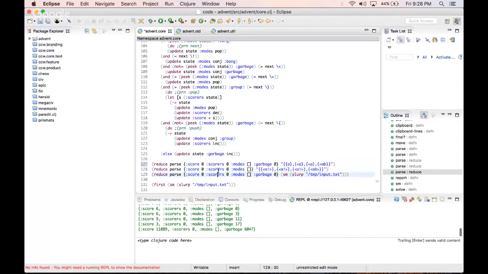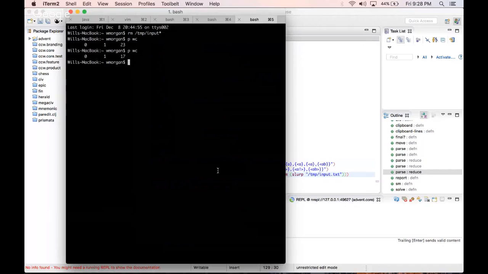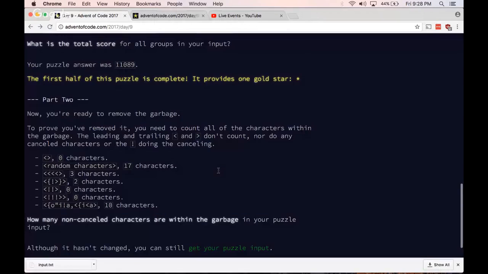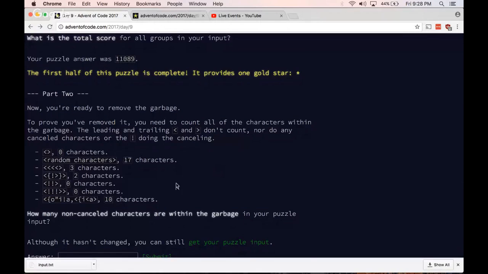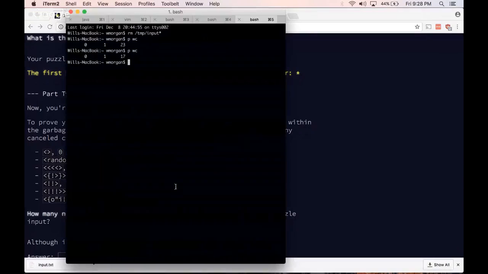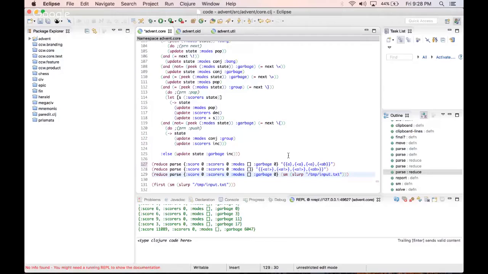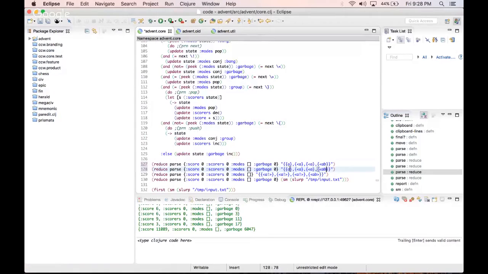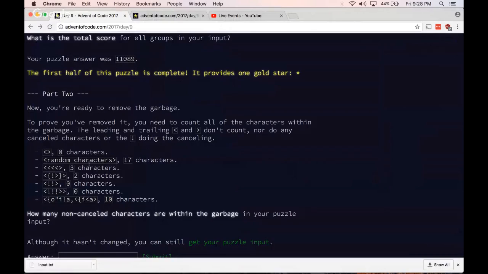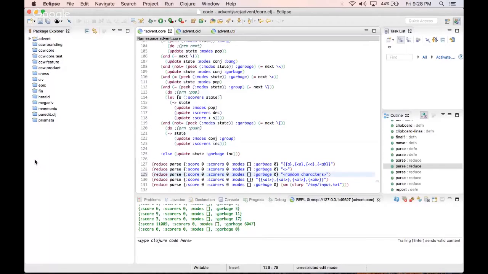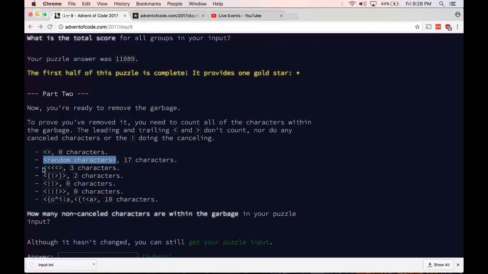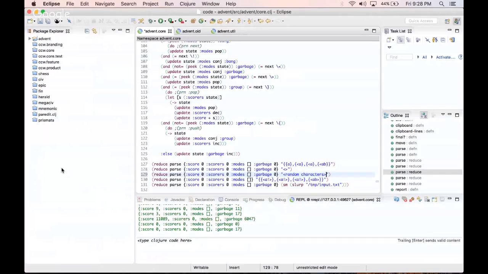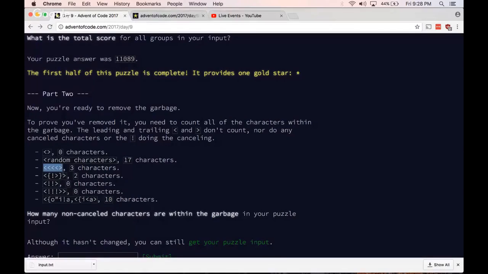And yet it's saying that my answer was not right. Okay. Let's see. Leading and trailing don't count, nor do this. All right. Am I getting the simple case correct? If I just have these here, okay, yes. Right? 17, yes. Here. Yes.